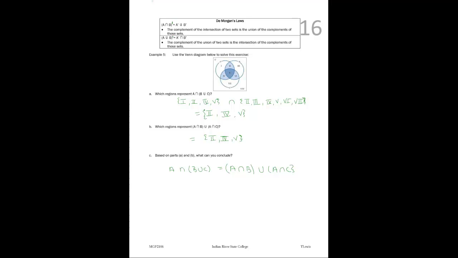So basically, with these being equal to each other, you're taking the A and you're going to distribute that to B and C. This is where you have A intersect B, then there's a union, and then we're saying A intersect C. These are two equivalent statements.